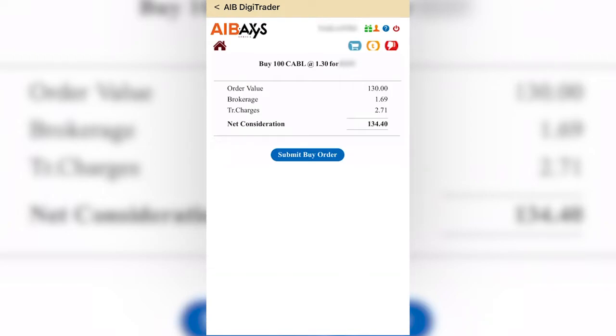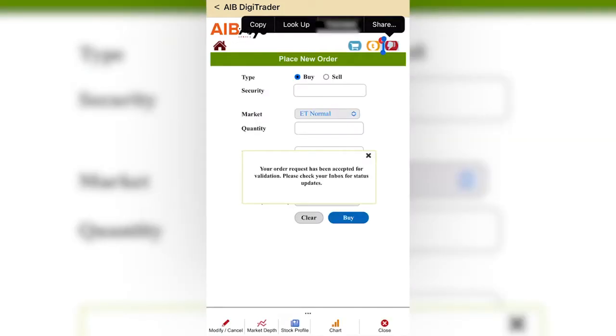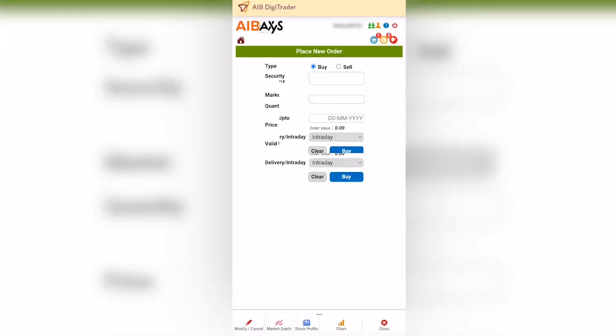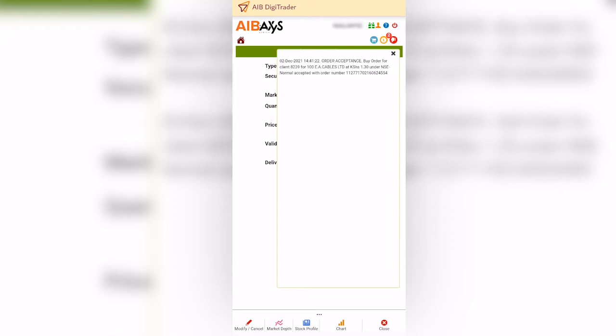So click Submit Buy Order. Your order request has been accepted for validation. At the top right of the screen, you can see a shopping cart, a T, and a thumbs down. If you click on the shopping cart, it will just show you that your order was accepted. Your buy order for East African cables at 1 shilling and 30 cents.